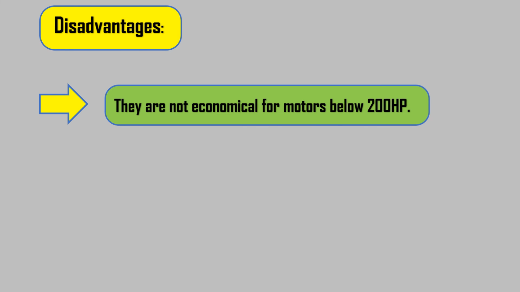Here we can see the disadvantage of using a three-phase system. The disadvantage is that they are not economical for motors below 200 horsepower.